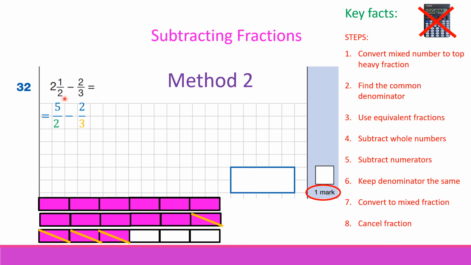So to do that without drawing a diagram, you just need to do 2 times 2 is 4, plus 1 gives you 5. The denominator just remains the same. So whatever denominator you had here just remains the same.